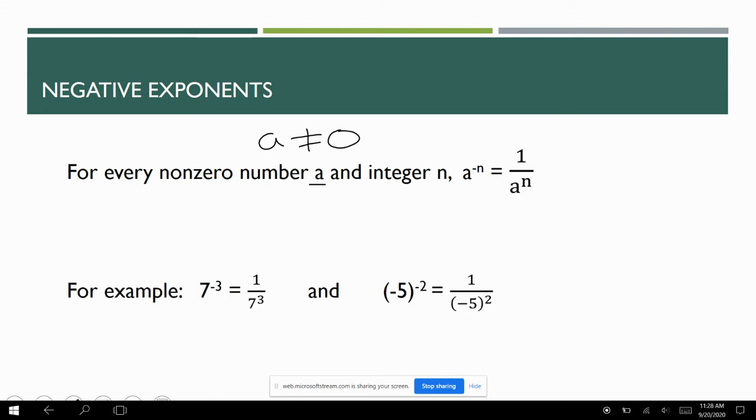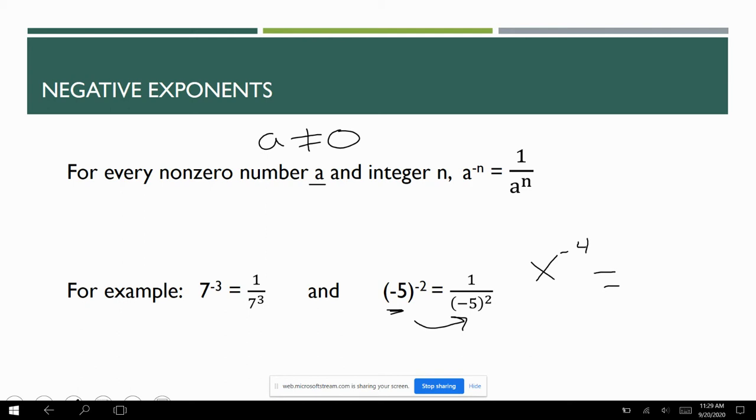So what this could look like, it could look like as a number, 7 to the negative third, raised 7 raised to the negative third power, which is the same as writing 1 over 7 to the third, or negative 5 to the negative second, which is 1 over negative 5 to the second. What's important here to notice is that this negative 5 is in parentheses. That entire quantity is being raised to the negative second power. So when you take it to the denominator, you need to make sure it stays in parentheses so that quantity is being squared. Another example could be if you had x to the negative fourth.